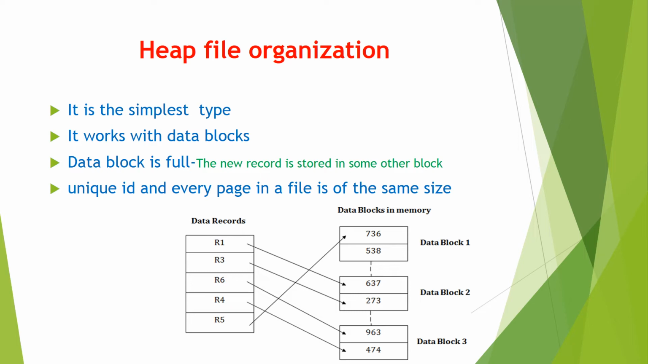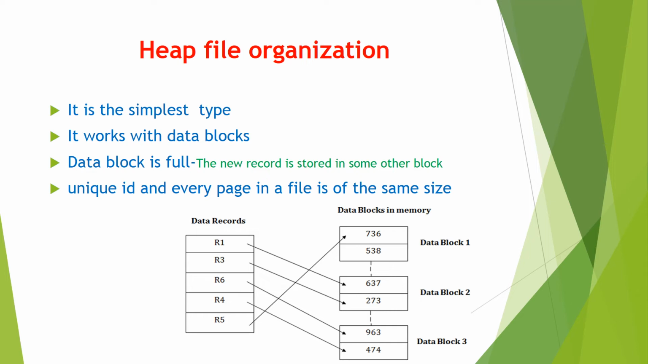The second type is heap file organization. It is the simplest and the most basic type of organization. It works with data blocks actually. In heap file organization, the records are inserted at the file's end. When the records are inserted, it does not require the sorting and ordering of records. When the data block is full, the new record is stored in some other block.